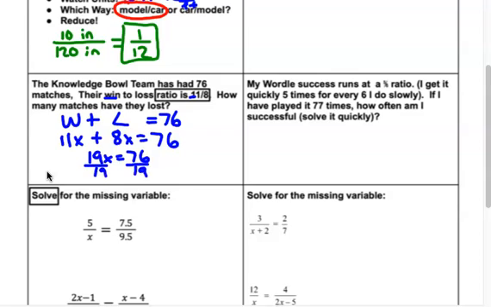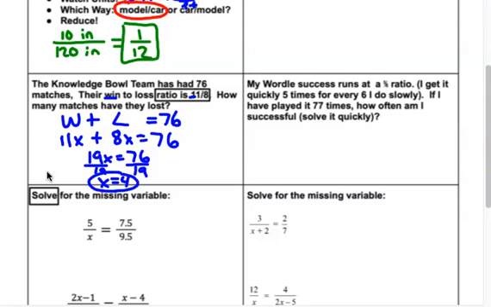What this gives us is an x value. X is 8. That's not our answer, because what we want to know is how many they lost. Oops, I'm sorry, not x equals 8. X equals 4. Bad math from the math teacher. So 76 divided by 19, that's x equals 4.